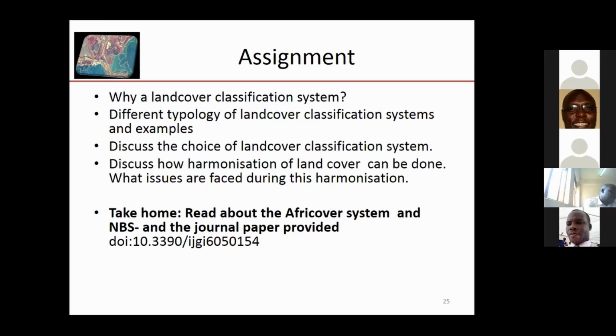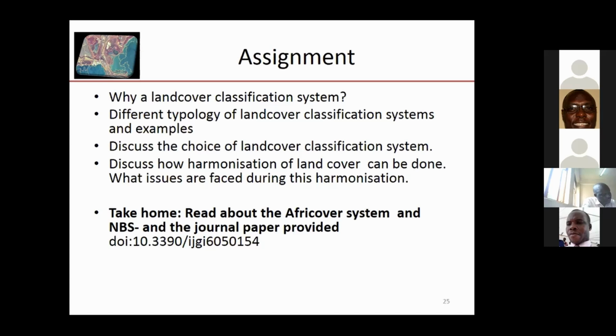How you define land cover classes, so that if one of you gets an image and wants to classify it, he is able to define the information classes in a way that another person can also define them. That means that if you got these two data sets from two different people, then you have some sort of comparability. And then you can also look at the different typologies of these land cover classes as well as the examples. Then it's very important for you to discuss the choice of the land cover classification system.